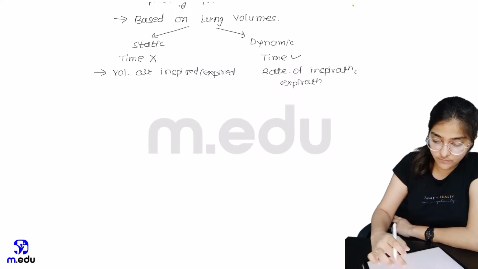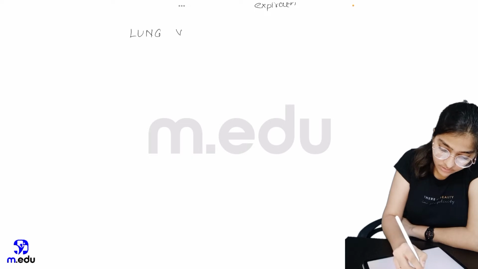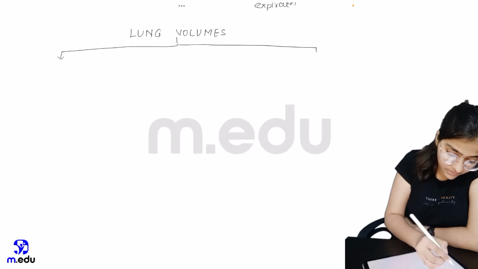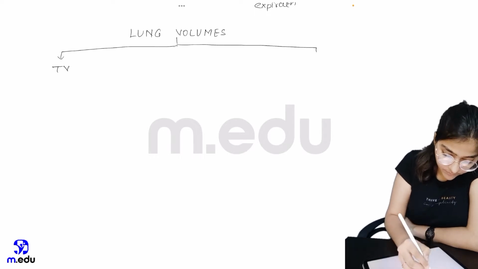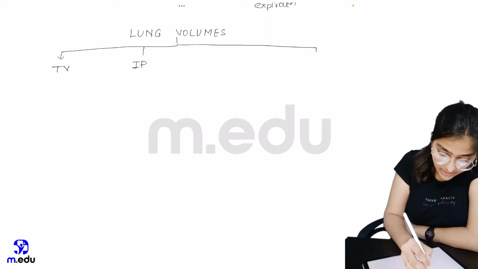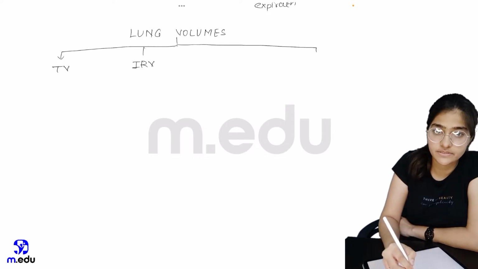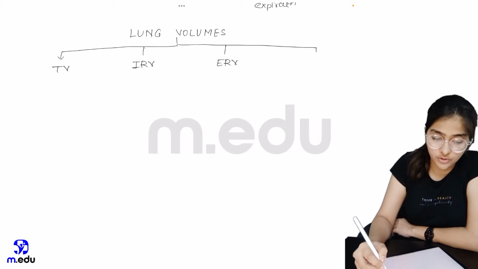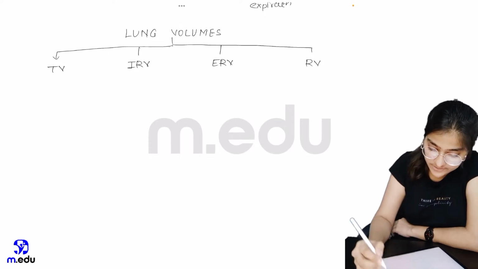Now we will come to our main topic, and that is lung volumes. So there are four types of lung volumes. The first one is tidal volume. The second one is IRV, which is inspiratory reserve volume. The third one is ERV, that is expiratory reserve volume, and the last one is the residual volume.